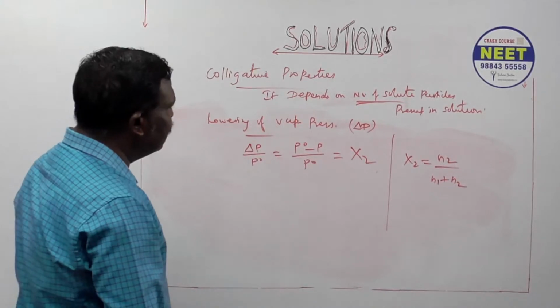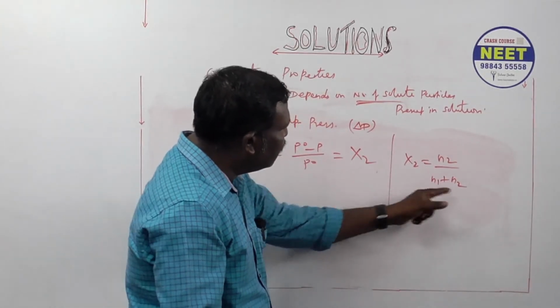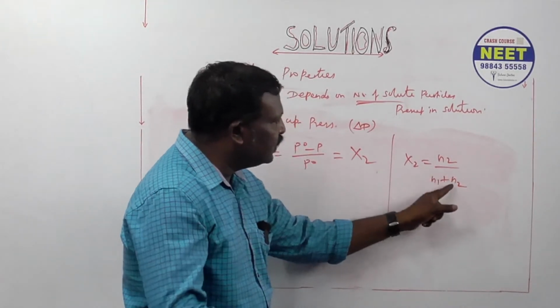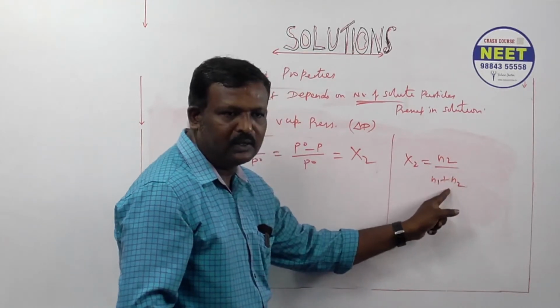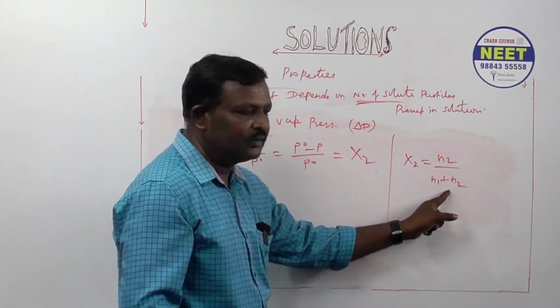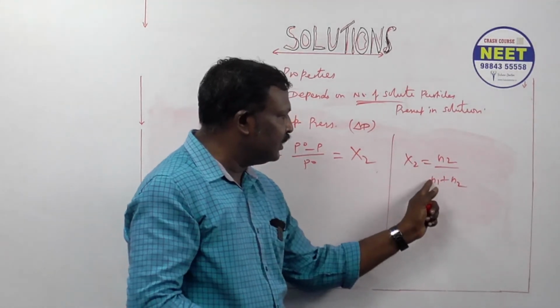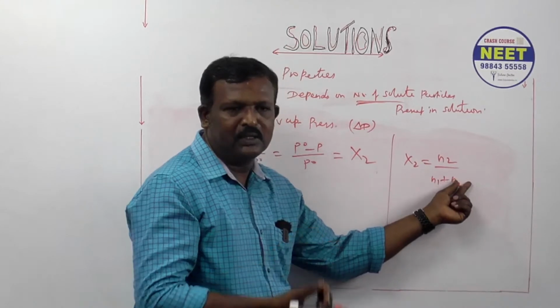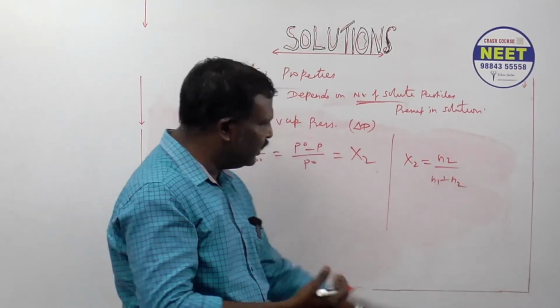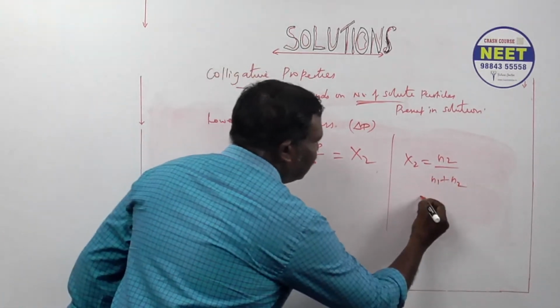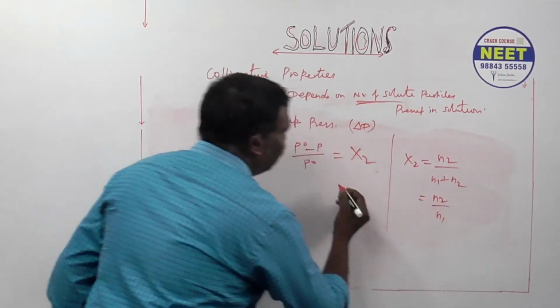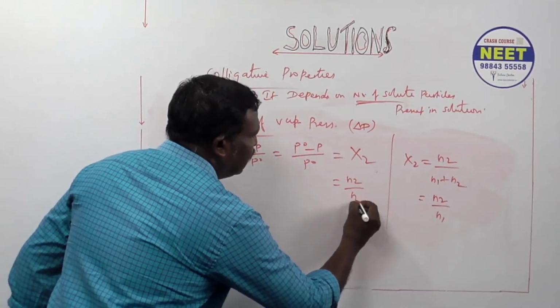Understood? So if you take a dilute solution, this concentration is very, very small. Then only we are neglecting this one. When compared to 1, 2 will be very, very less. Then only we are omitting, neglecting that one. So it will be N2 by N1.